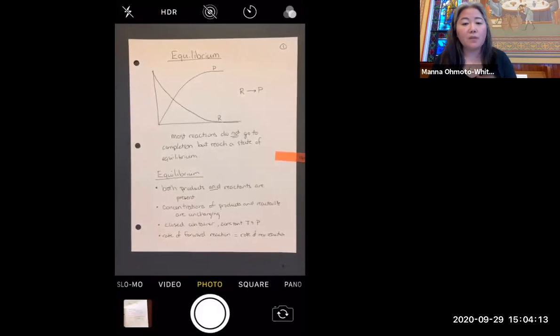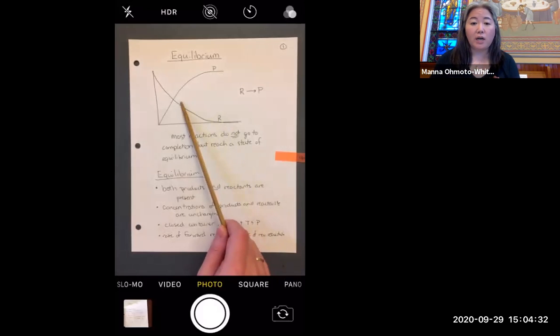Equilibrium. All right, most of the reactions that we've been looking at now have been going to completion, or at least we say that we've been going to completion. Classic example is combustion, right? Once I start burning something, that thing will burn until all of the reactants are used up, and all I have left are products. So this is a classic graph of a reaction that goes to completion.